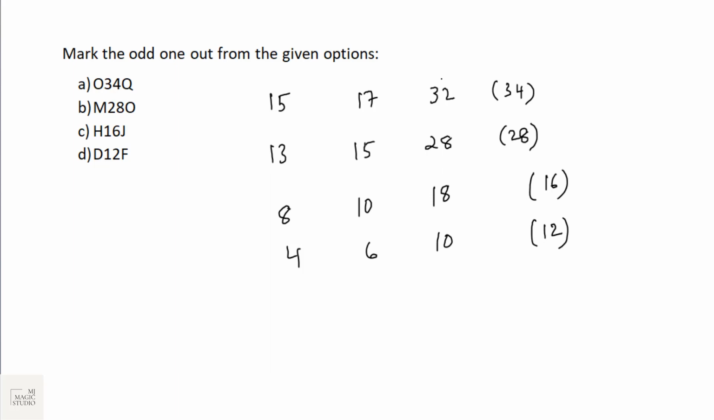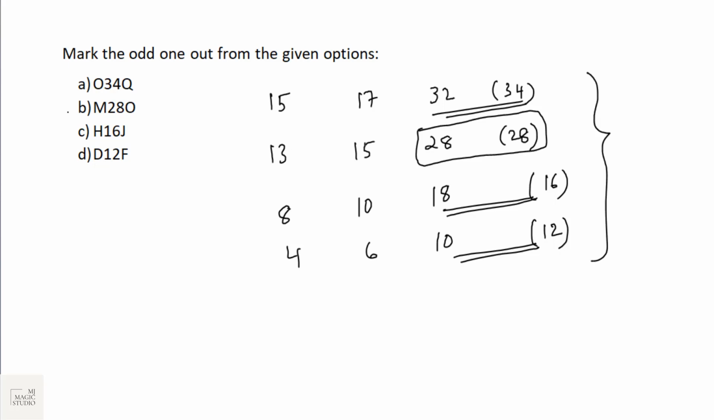So here we can see that between given and the actual, the difference is 2. Here the difference is also 2. Here the difference is also 2. But here these two are same. So out of these 4, I'll go for option B, which is the odd one out.